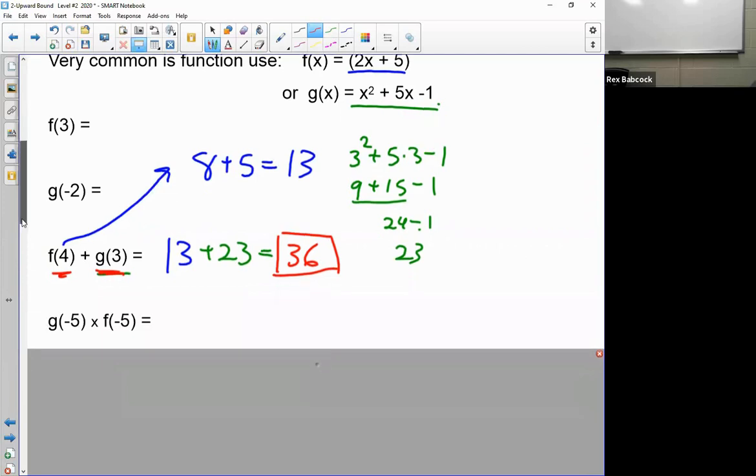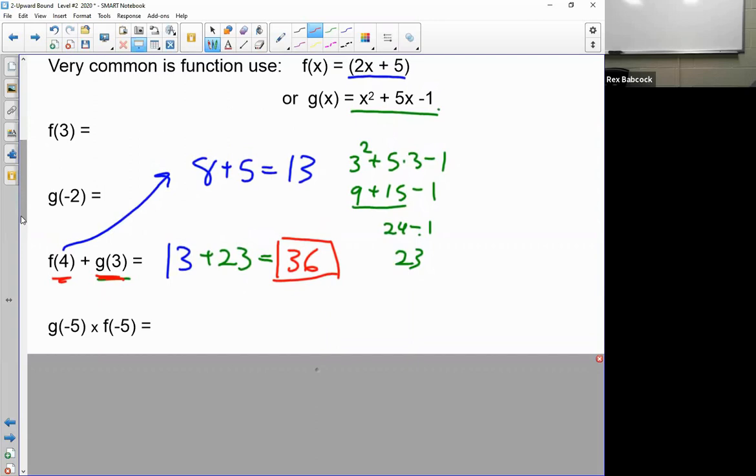Try the next one. Try a little multiplication one. Same 2 functions. What is g of -5 times f of -5? What's g of -5? What is this? And then multiply it by f of -5. I wonder what that would be. It's a certain number. What number is it? Give that a try.